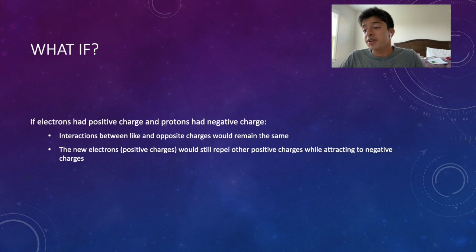So what if electrons had positive charge and protons had negative charge? Honestly, not much would change, as the interaction between like and opposite charges would still be the same, in that opposite charges would attract and like charges would repel. So the new electrons, which are now the positive charges, would still repel each other, would repel other positive charges while attracting the negative charge.